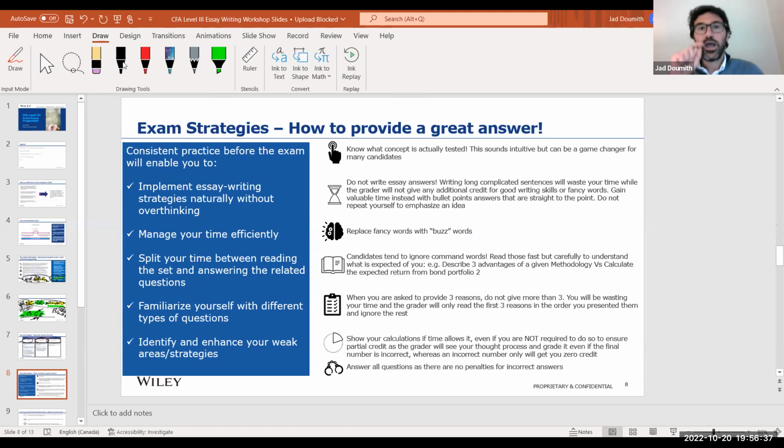Good. Now, how to provide a good answer? And this is a bit different from just reading the question. That's the second part of the idea and the final part. So how to provide a good answer? Let's look at that. So know what concept is actually tested. I've already discussed that. It's very important. When you read the question, you know what concept is being asked of you.